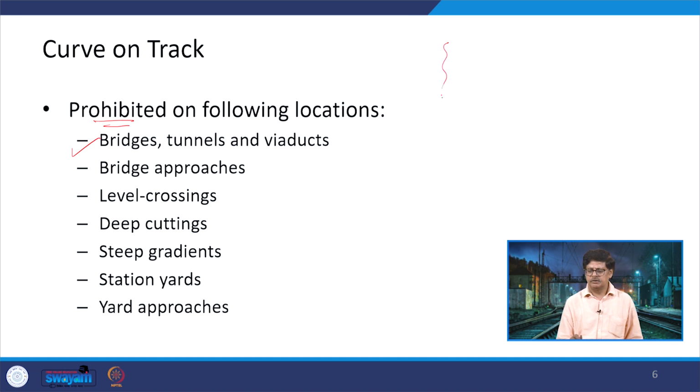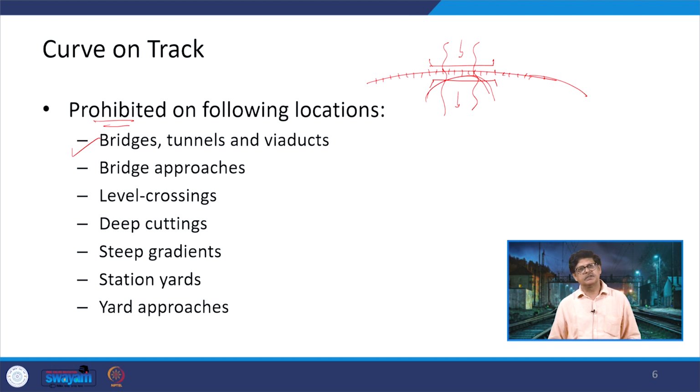So, we have a river and we are providing a track which is going across this particular river. Now, if a curve is provided here, say if it is something like this, then it is going to be a problem. So, it is always better that we have a straight section at this point, and then the curves are provided, if at all required, after or before those locations, and the same is the case in the tunnels also.